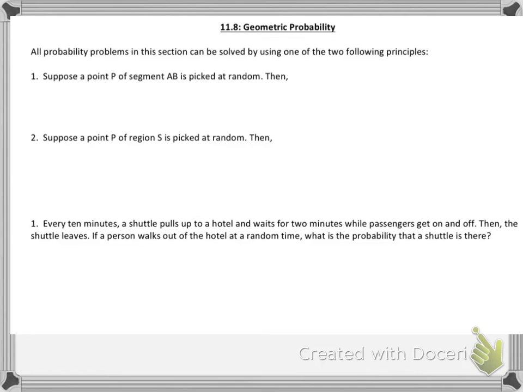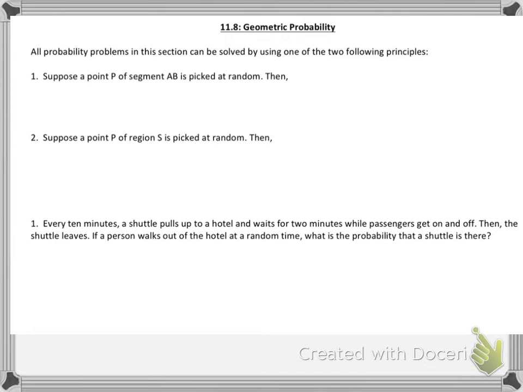Hi everyone, this video will walk you through lesson 11.8, which will teach you about geometric probability. In this particular section, you're going to learn that we can use the concepts of probability using basic geometric principles that you've learned throughout this unit, specifically in regards to area and length.